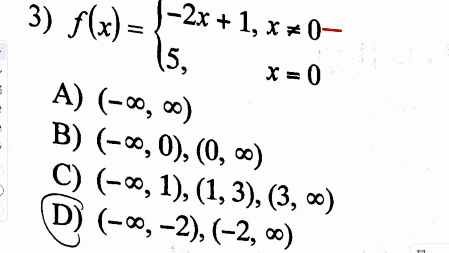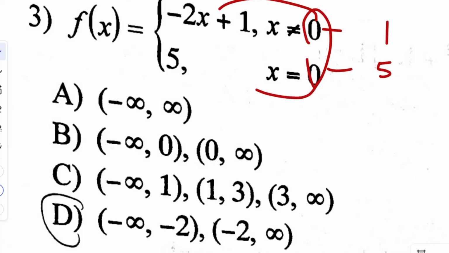Number 3, we plug in 0 into both functions. We get 1 as an output, and we get 5 as an output. So definitely a discontinuity at 0. So we're going to go negative infinity all the way up to 0, and then 0 to infinity. All right, see open brackets again.